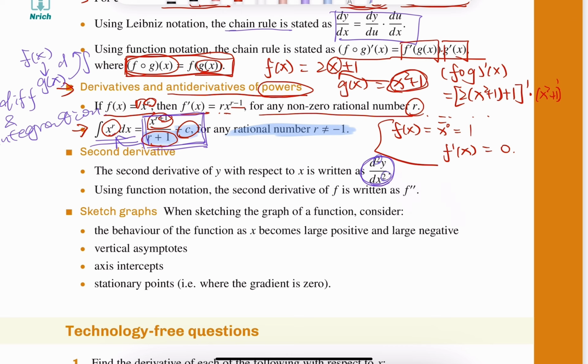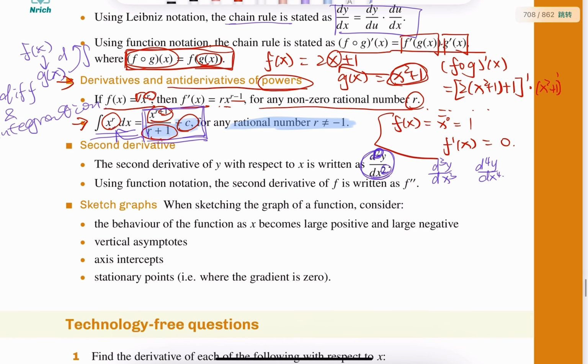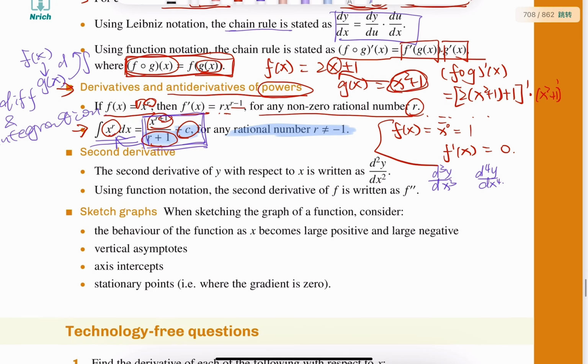If you have third derivative, then you might write it like this, and fourth derivative like this. So remember, the top one, you write the 2 just behind the d, and for the denominator, you write the 2 near x, okay? So don't be confused. Or we can just write it as f dash dash. So if we have, for example, fourth derivative, then more conveniently we'll write something like this.